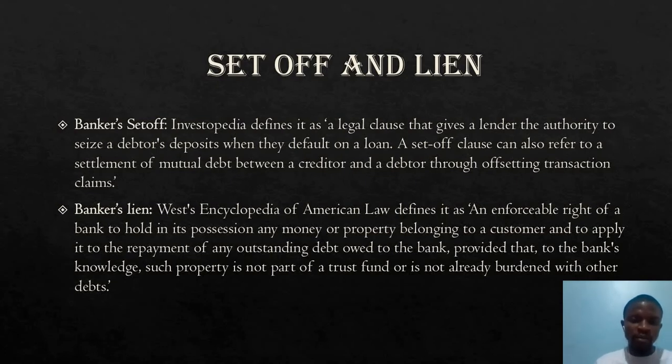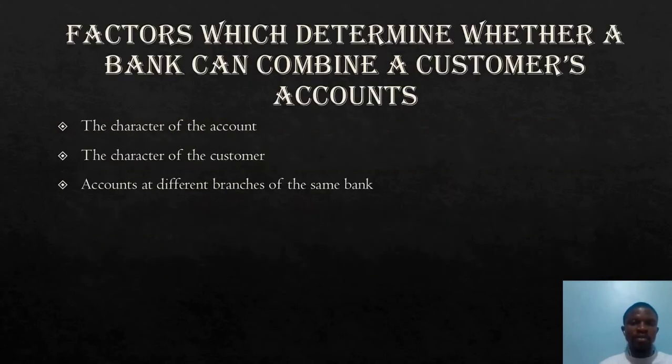So where am I going with this? When you look at these rights and you look at what we define as combination of accounts, you examine both of them side by side and you see that both the banker's set-off and a banker's lien are different concepts from what a combination of accounts means. Now, what are the things that can determine whether a bank can combine a customer's account?